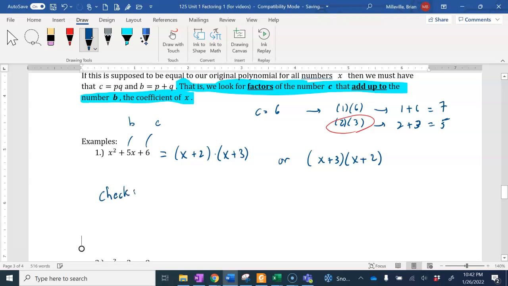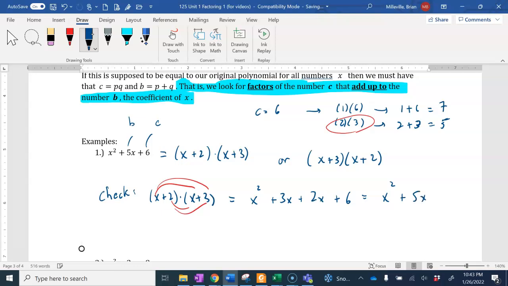I'm not going to do it for the ones that come after this, but let's do it for this example. Now, if we were going to check our work, we would have to multiply these polynomials out, which means multiply each term in the first polynomial by each term in the second. And that would give us x squared plus 3x plus 2x plus 6. And then if we combine the like terms, the 3x and the 2x add up to 5x. So we get x squared plus 5x plus 6, which is what we started with, so that checks out. Alright, let's do another example now.